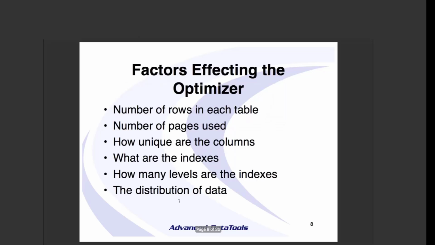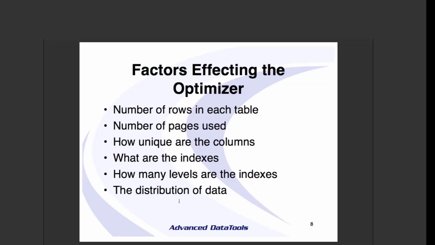Now, there are a number of things that affect the optimizer, and the biggest thing is update statistics. Update statistics, which is my webcast next month, tells the optimizer how many rows are in each table, how many pages are in each table and in each index, and then how unique the columns are in an index.